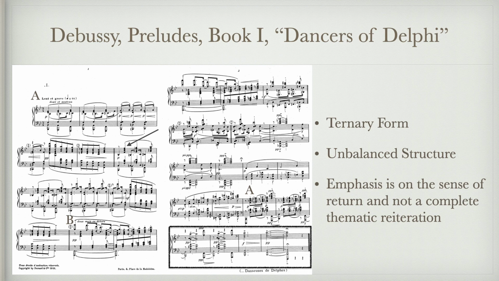So if we look at this final section that's been identified in the box, the emphasis is on the sense of return and not a complete thematic reiteration. If you look at that second A section at the end, it's using the thematic material from the opening idea, but it only really does it for 2 measures, and then it goes into something completely different. It just sort of ends the piece using textural chords that help bring the piece to a sense of close. It kind of slows down the rhythm and reduces the movement to end the piece a little more effectively.